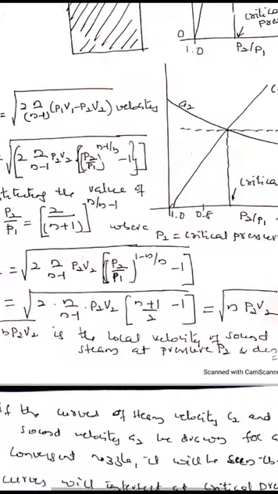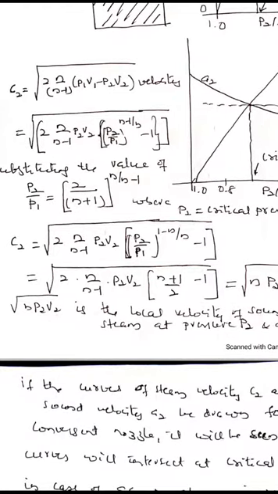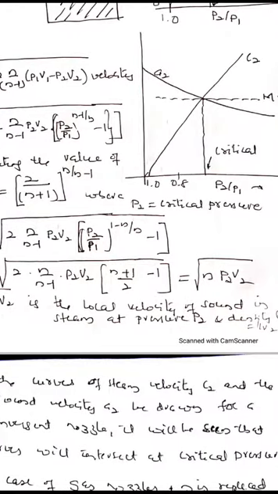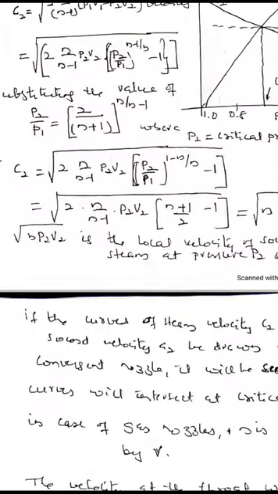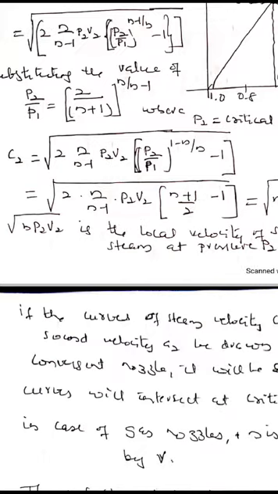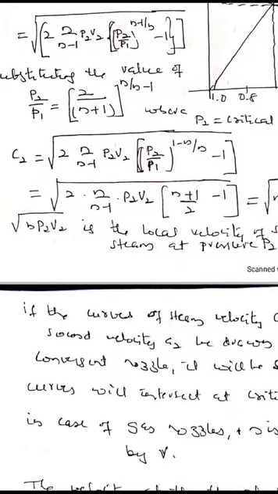Therefore, it is clear that the velocity of the fluid has reached the velocity of sound at the throat. When the pressure ratio at the throat attains the critical pressure ratio, the velocity of the fluid becomes equal to the velocity of sound. Then the Mach number will be 1. That means at the throat the Mach number will be 1.